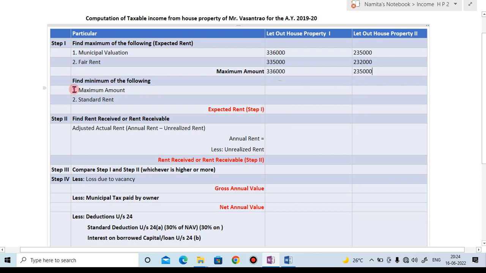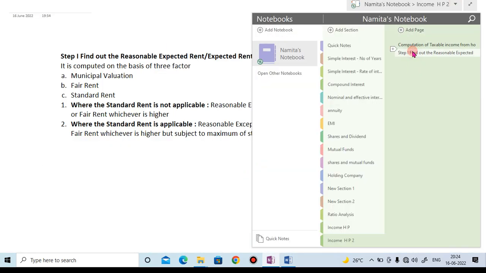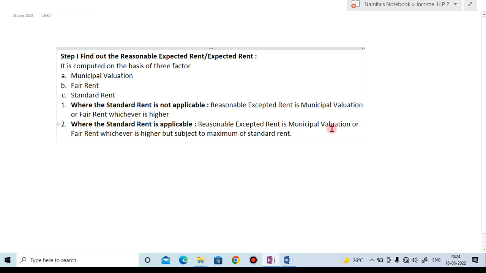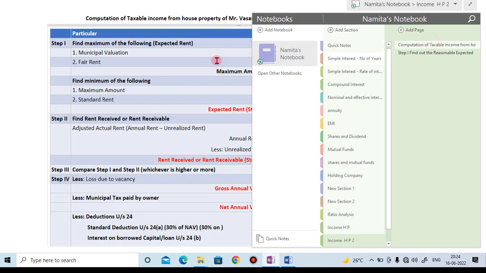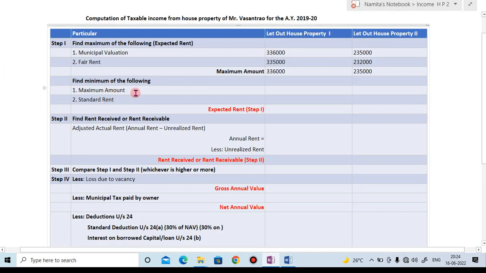Now next is what? In step number 1 only, point B is find the minimum of the following. That means we have to find this: reasonable expected rent is municipal valuation or fair rent, whichever is higher, but subject to a maximum of standard rent. This sentence, subject to a maximum of standard rent, we have simplified in simple words: first find the maximum amount and then find the minimum from the maximum amount and standard rent.